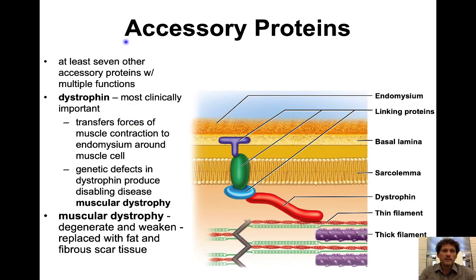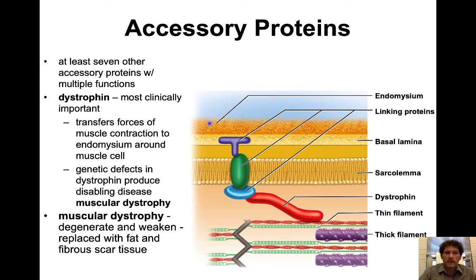Now, we have some accessory proteins that are involved in this system. We are only going to look at one called dystrophin, and this is sort of our most clinically important one. But there are multiple other accessory proteins that have multiple different functions, and we're not really going to go into that. But the most important thing to know about dystrophin here is that it's transferring forces from, as you can see down here, those muscle contractions, those sarcomere contractions, out to our endomysium.